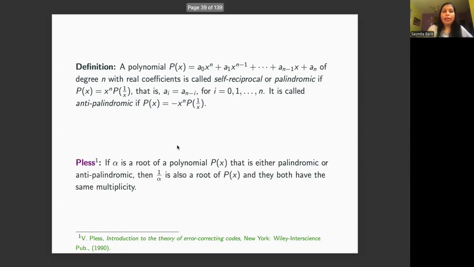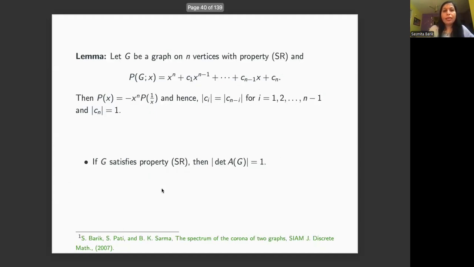And Pless proved that if alpha is a root of a polynomial that is either palindromic or anti-palindromic, then 1/alpha is also a root of that polynomial, and they have the same multiplicity. So if you take a palindromic or anti-palindromic polynomial, then if alpha is a root, 1/alpha will also be a root with the same multiplicity. And what we could prove is that if you take a graph with property SR, the polynomial looks like this, and then it will become like this.